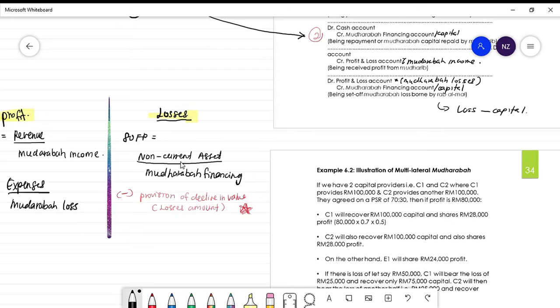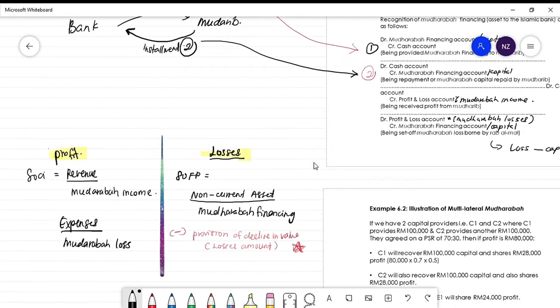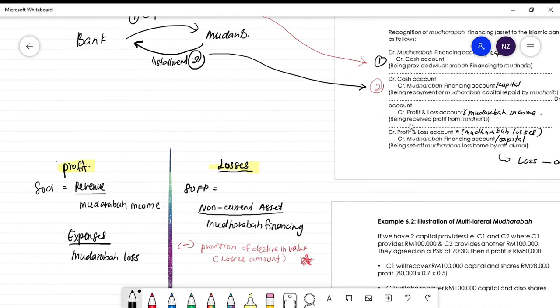So macam saya cakap mudharabah financing terus kita record dalam SOFP under non-current asset. So if ada losses, so kita tolak the losses bawah ni lah, bawah mudharabah financing ni lah, as provision of decline in the value of asset. So this is actually the losses amount yang kita terima from the mudarib tadi tu. So this is actually how you interpret journal ni into two financial statement, SOCI yang SOFP lah kan.